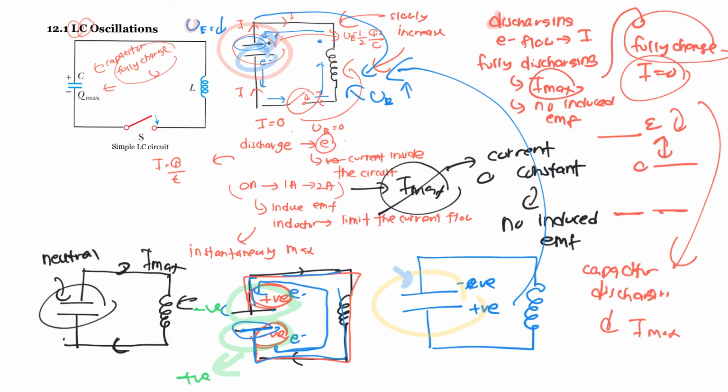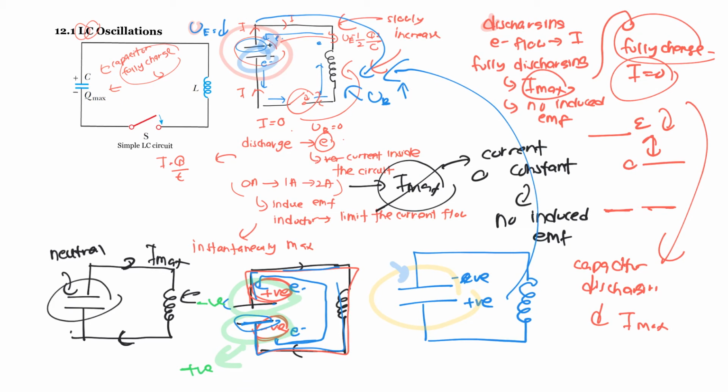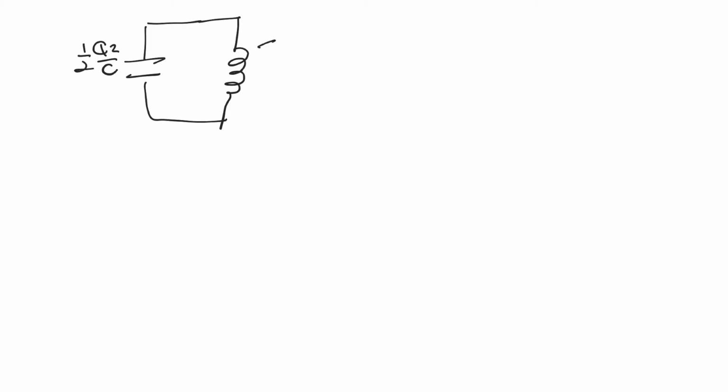It means that the energy oscillates back and forth between the capacitor and the inductor. Before this, your energy here is going to be stored inside the inductor. Okay, so this one, there will be no current flow, so I max is going to be 0.